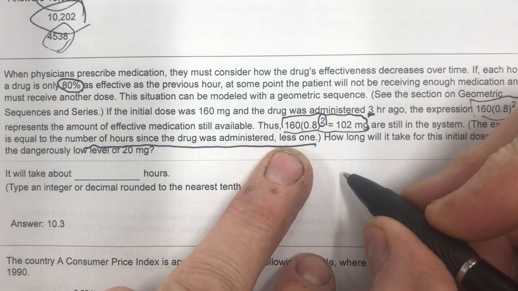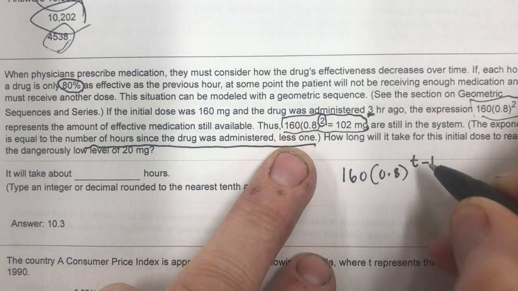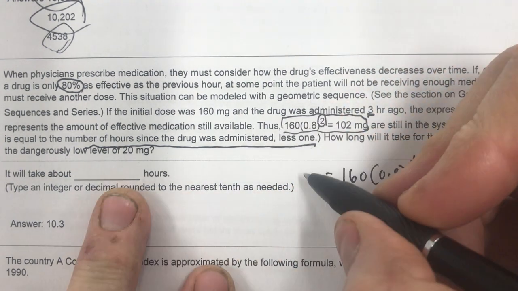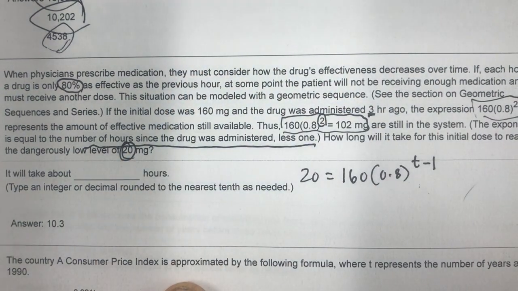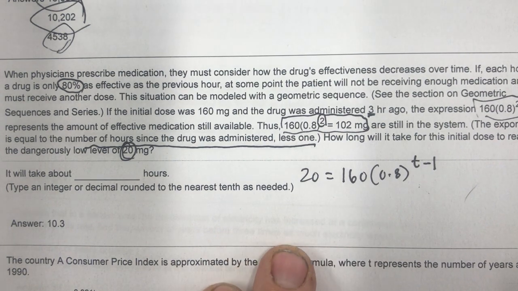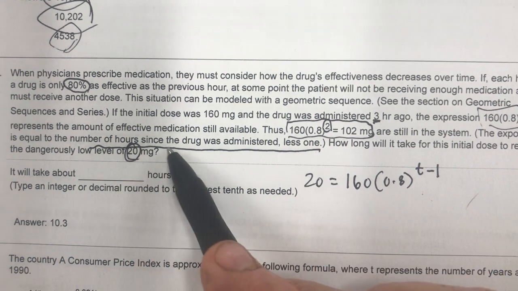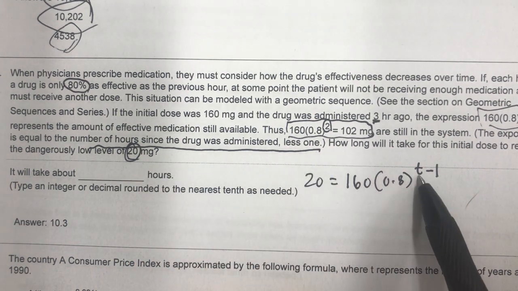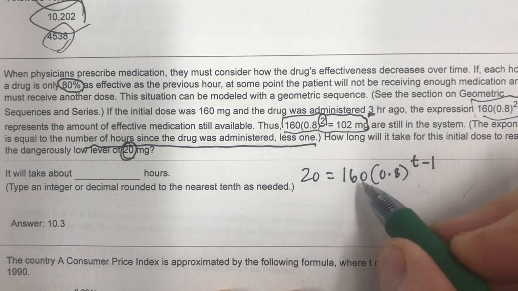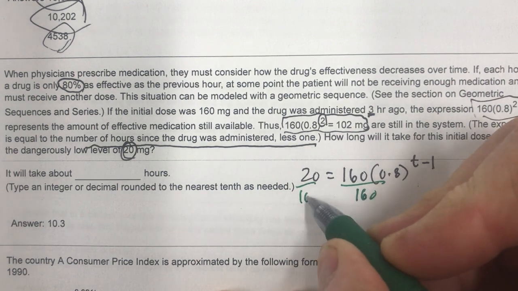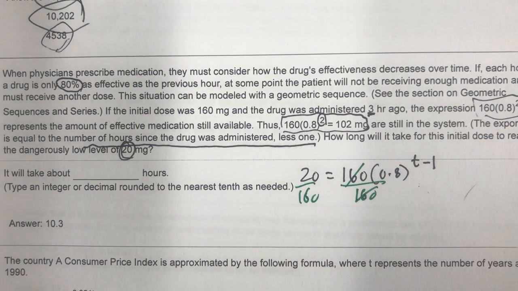All right, so we have this right here, 160, 0.8, and this is t minus 1, where t is your time. And what we want to do is see when that is going to get down to this dangerously low level of 20. So this is what we want to solve right here. But it tells you about this being the number of hours since the drug is administered less 1. So it's t minus 1. To solve this, I mentioned this a while ago, you divide by this number here every time. So this goes away. So 20 divided by 160, that's 1/8.